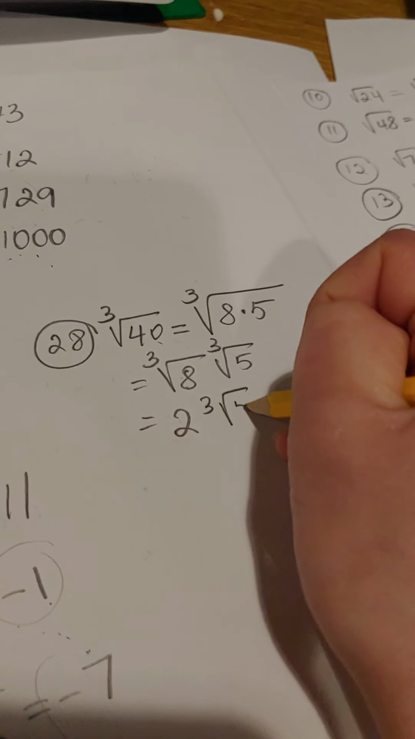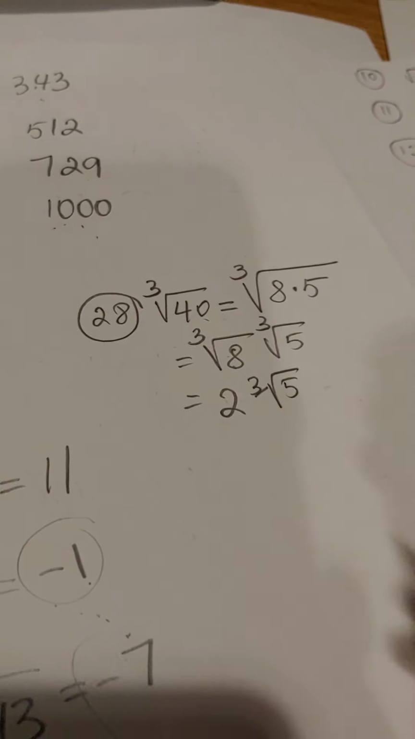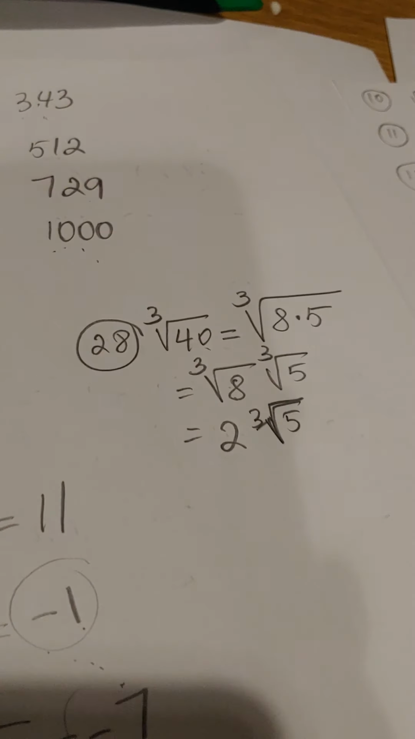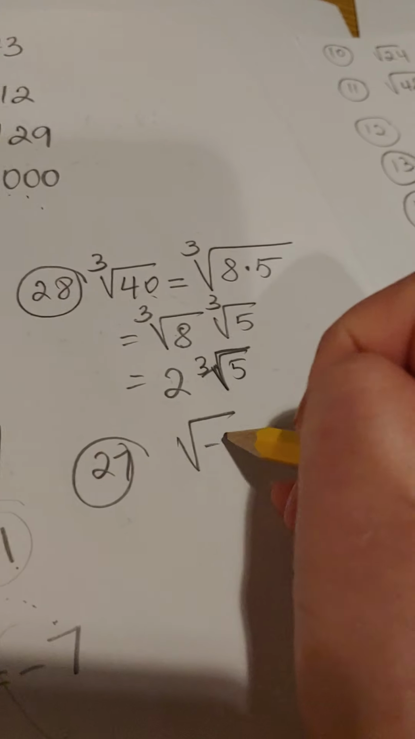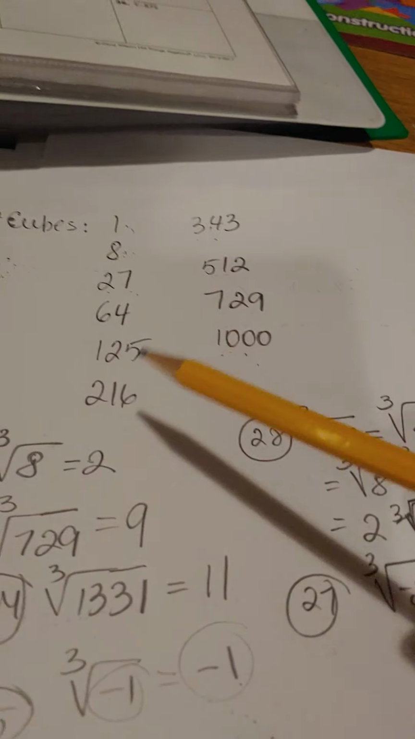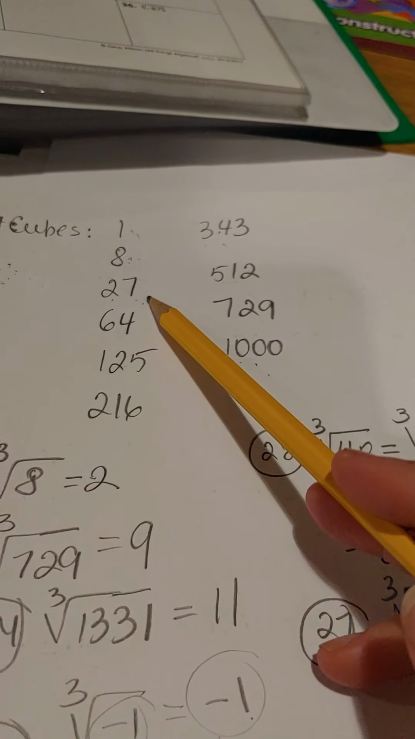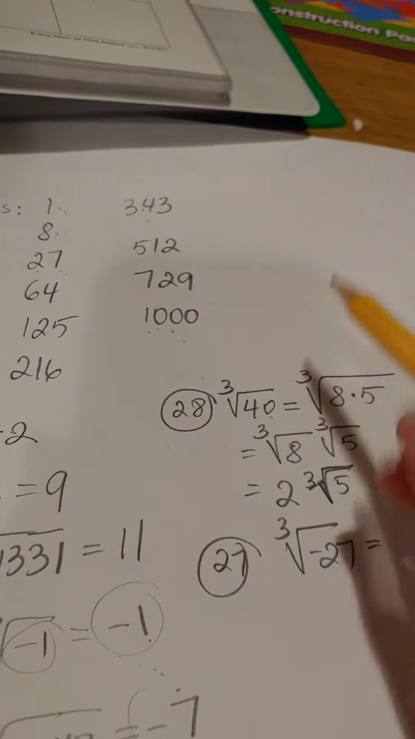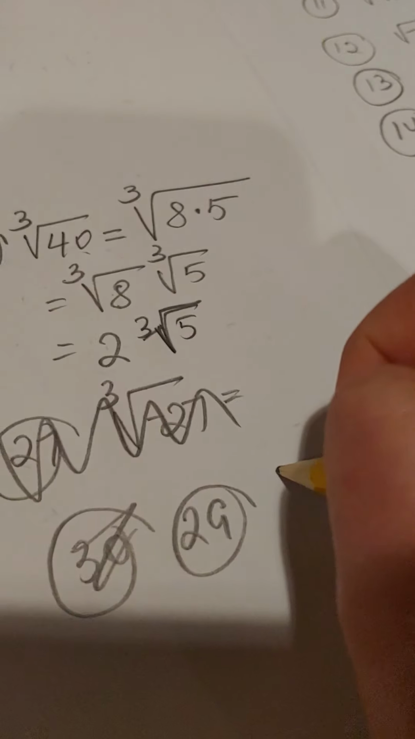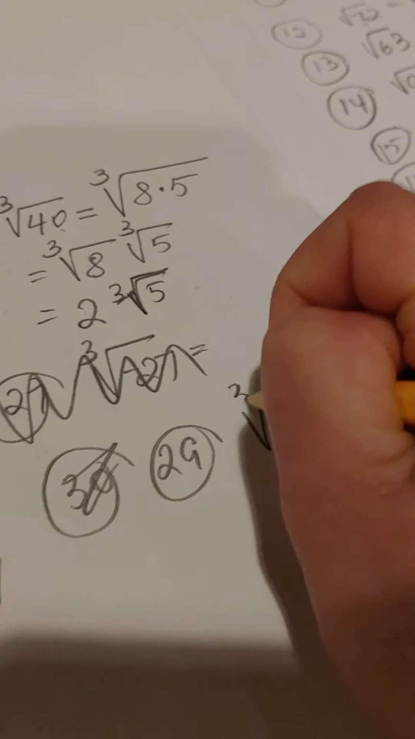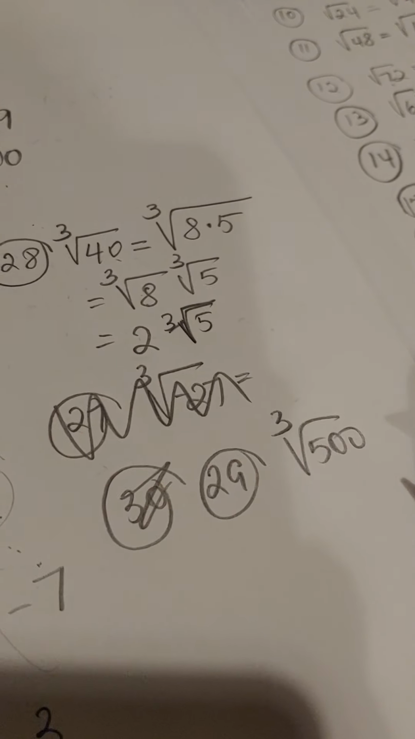And then this is going to be just left alone. This is not the 7, this is a radical. Number 27, cube root of negative 27. Again, we go to this table right here. I don't need this 27, I already did this. Number 30. Actually, number 29, I didn't do that yet. Sorry about that.